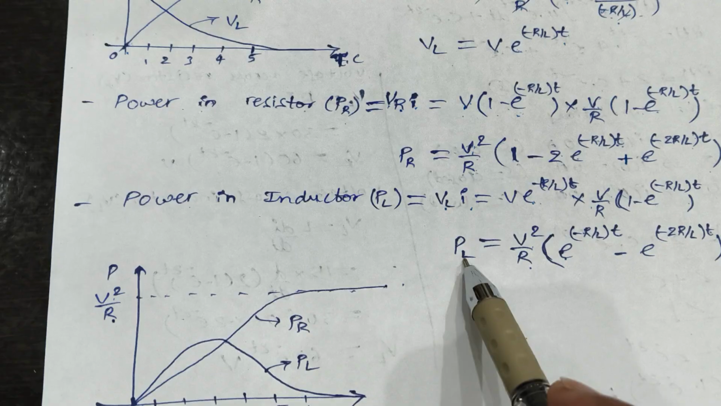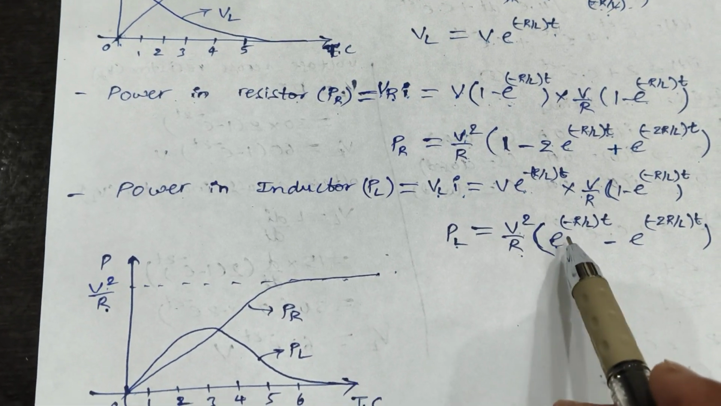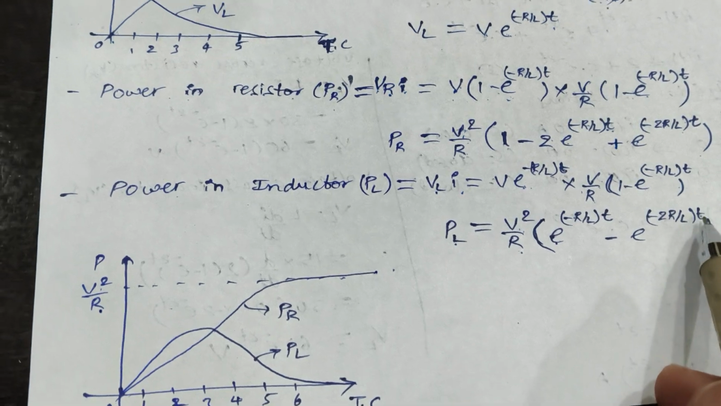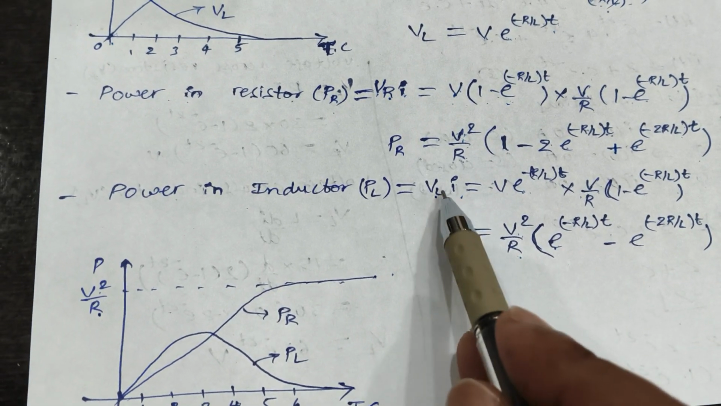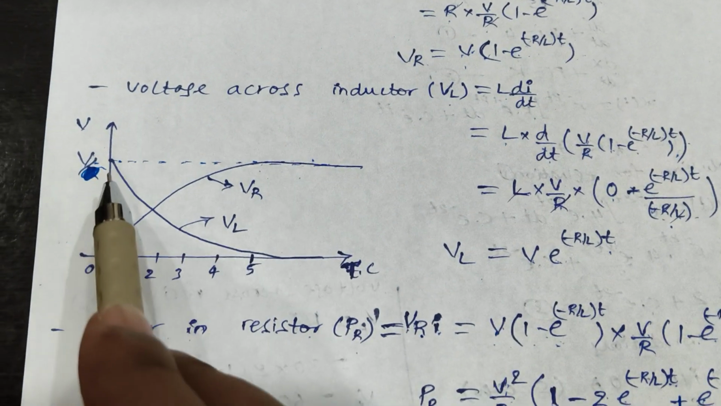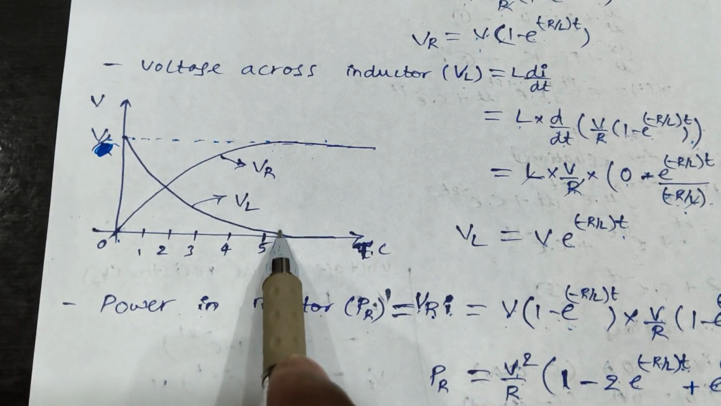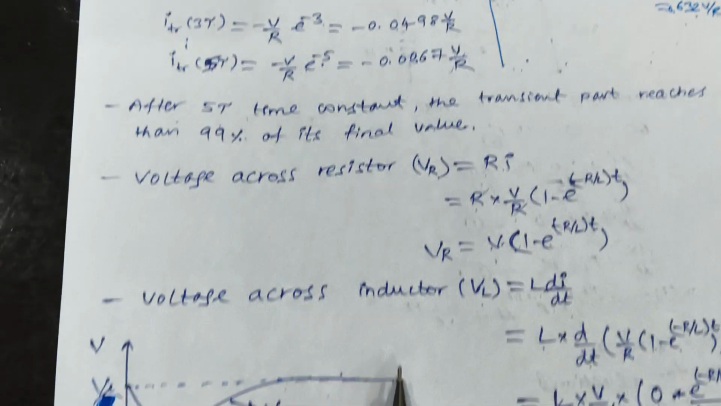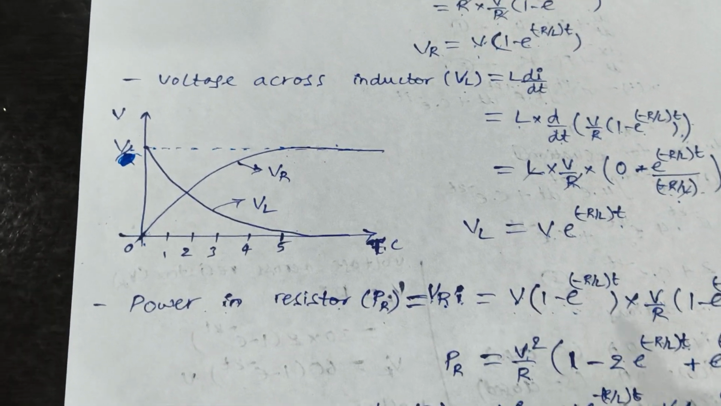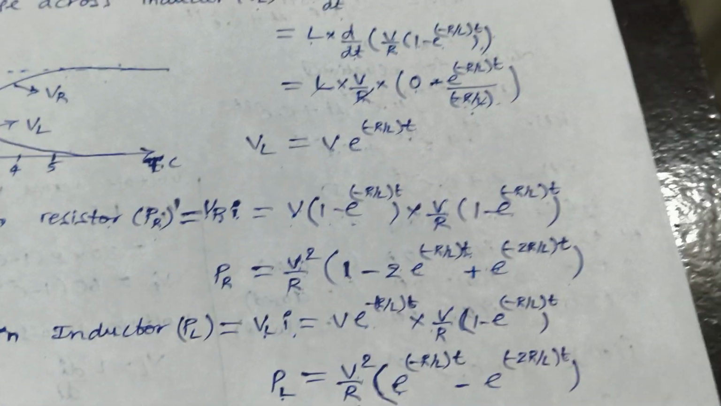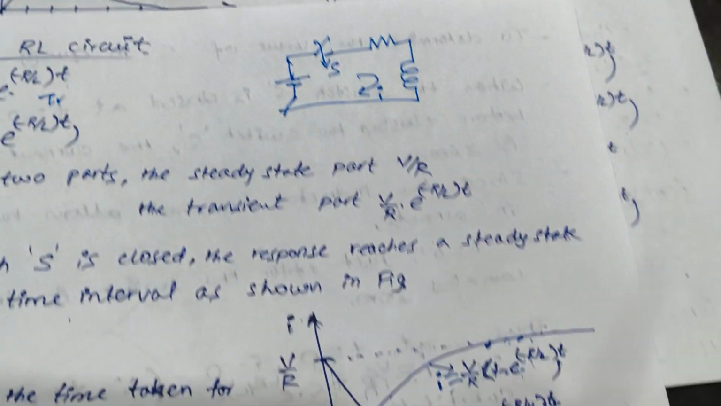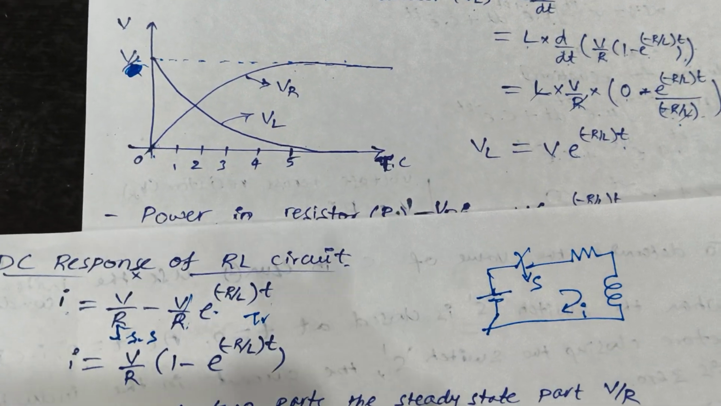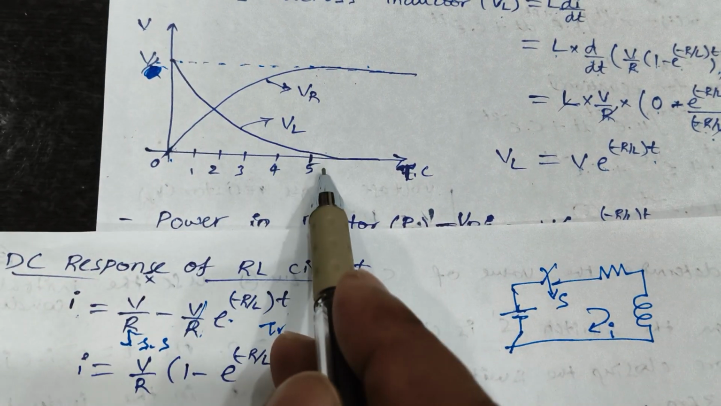And if you see the power in inductor, V square by R into e power minus R by L into t, e power minus 2R by L into t. So voltage across inductance is a decaying function and current is an increasing function. We have seen the current waveform also; that current waveform is an increasing function and voltage across inductance is a decaying function.